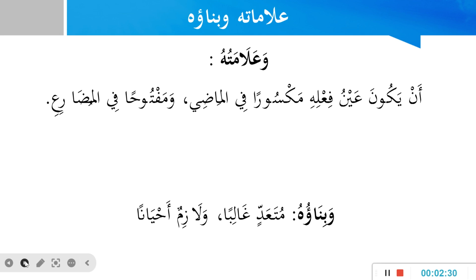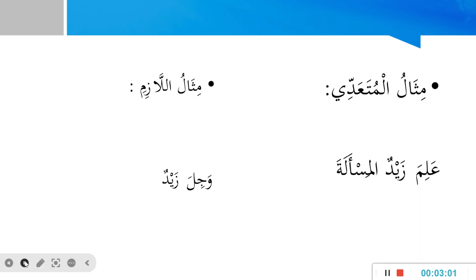Now, what about bina? That is its nature, its pattern transitivity. So, for this verb, متعد غالبا ولازم أحيانا. Most of the time, it serves as a transitive verb, that is متعدي. But sometimes it can also be considered intransitive. But most of the time, that is 80% of the time, they are always transitive.